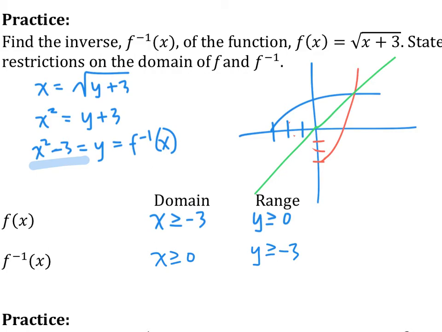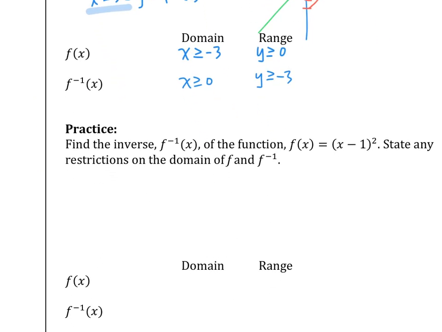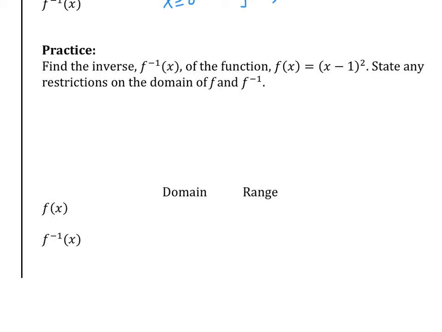Okay. So let's go ahead and have you try one last one. This one is another tricky question, but I think you guys should be okay. So give it a try. Find the inverse of the function, and that function is x minus 1 squared. State any restrictions on the domain of f and f inverse. So go ahead and give this a try, pause the video, come back and check.